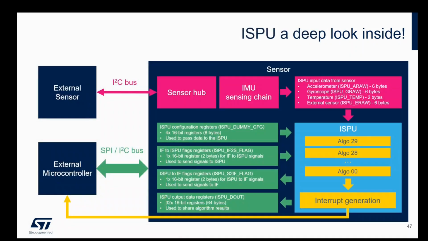So this is a brief look at what essentially you can do inside this. You have your ISPU, which can also interface with external sensors if you want to connect over an I2C bus. You can interface with an external microcontroller over SPI or I2C bus, and then there is a bank of registers that you use to communicate, essentially, to bring the output from the sensor.